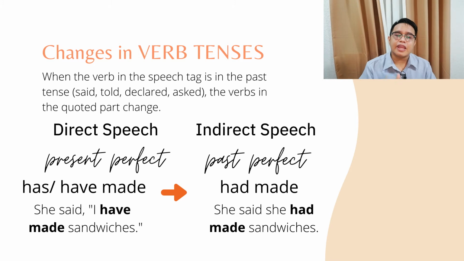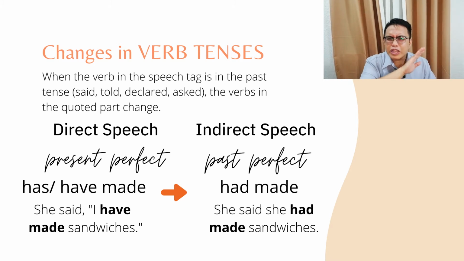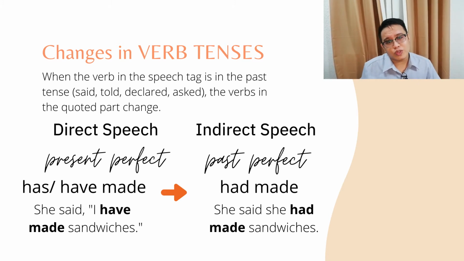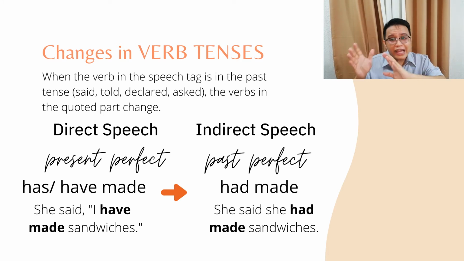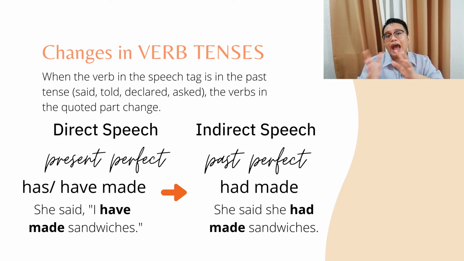So, ato example, she said, I have made sandwiches. Now, when we convert this one into indirect speech, the present perfect becomes a past perfect tense. And the past perfect tense, of course, had plus the past participle. So, mahimo siyang from have to or has made, mahimo siyang had made. So, atong sentence will become, she said she had made sandwiches. Okay? So, I hope klaro ra.